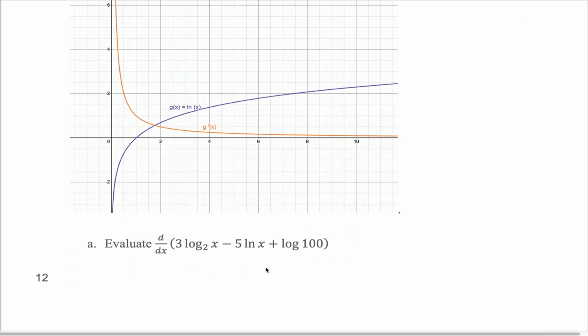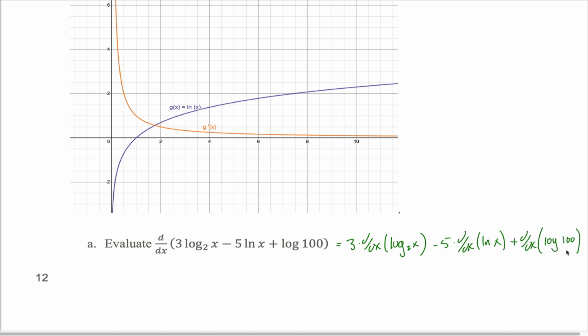Will it ever end? What if you're asked to evaluate this derivative? Again, don't forget stuff you've already learned. This is 3 times the derivative of the log base 2 of x, I'll figure out what that is in the next step, minus 5 times the derivative of the natural log of x, plus the derivative of the log of 100.